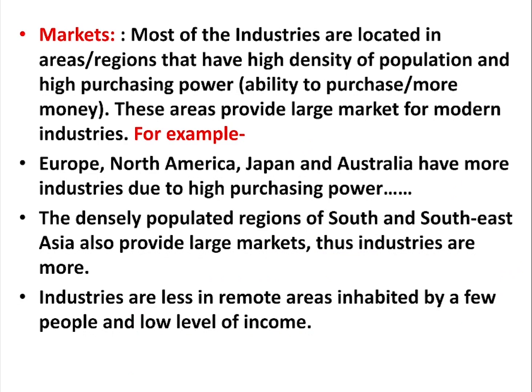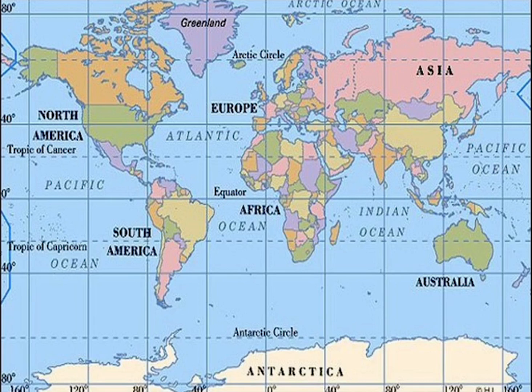So one main reason for the location of industry is market. Most industries in the world are located where? The ultimate goal of industry is to sell goods to earn profit, and to earn profit they need a good market. Market means two types: areas having high purchasing power and regions having high density of population. As compared to that, industries are fewer in remote areas and areas inhabited by few people with a low level of income. Here we have a map. This map explains the regions having a high number of industries and regions having a low number of industries.